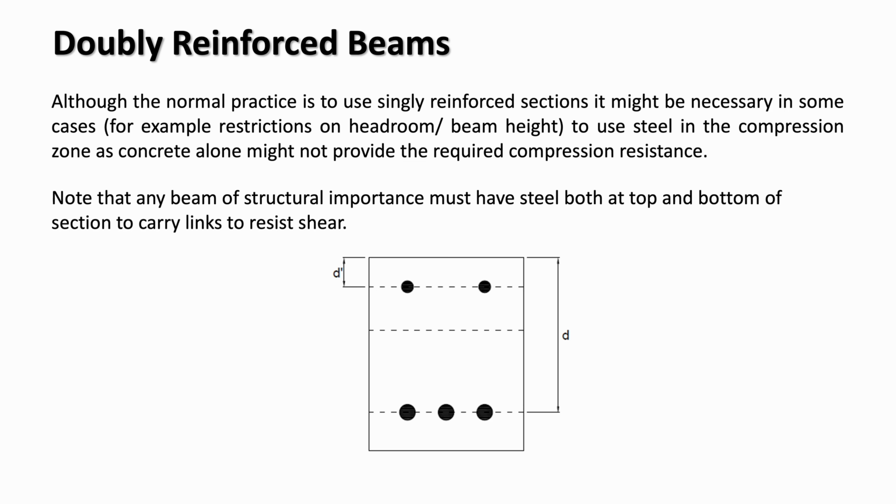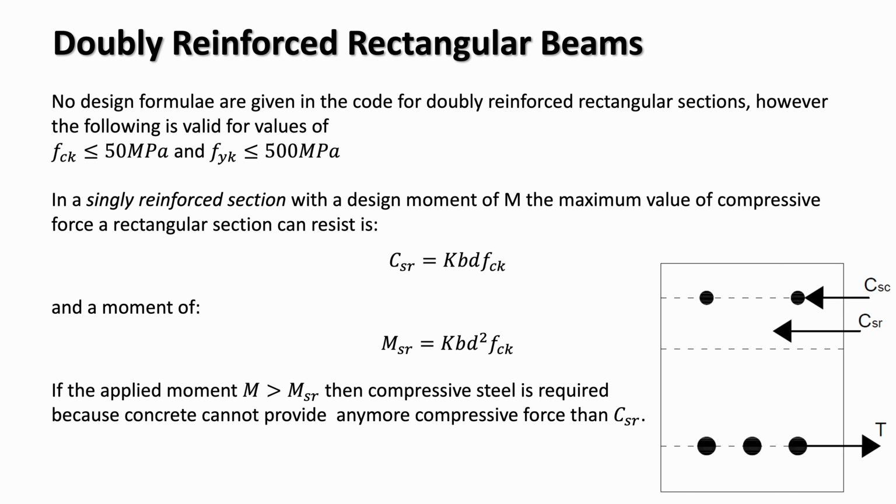It's also worth remembering that any beam with structural importance will have reinforcement at both the top and the bottom. You must always provide a minimum amount of steel in the compression zone. In doubly reinforced design, that compression steel becomes an active part of the section's capacity when the concrete alone can't provide enough resistance. This slide gives a quick recap of the key ideas behind doubly reinforced rectangular sections. The Eurocode does not provide explicit design formulas for this case, but the approach we use is valid for the concrete and steel grades listed here.